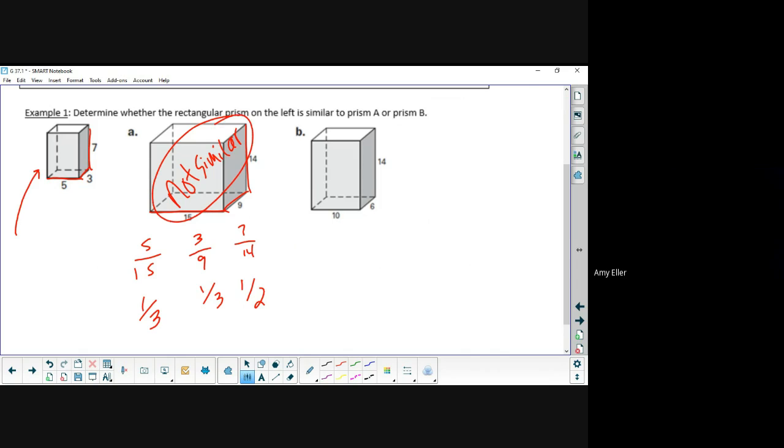Not similar. Imagine taking a photo and enlarging the height by 2 and the width by 7. That's not going to be similar to the original. Every side has to be multiplied by the same thing. Let's do the same for B. 5, 10. Keep going. Find the next side and see what it corresponds with.